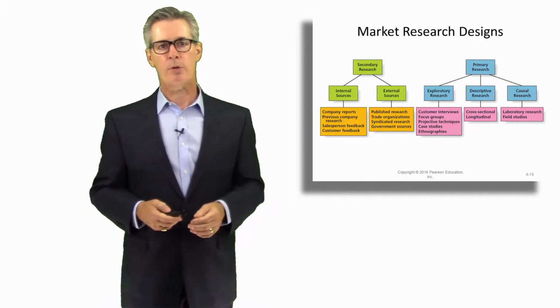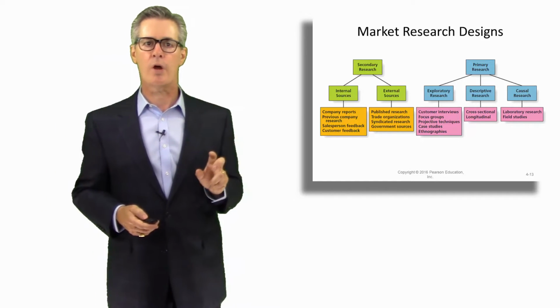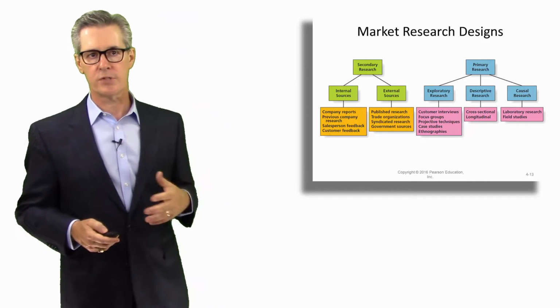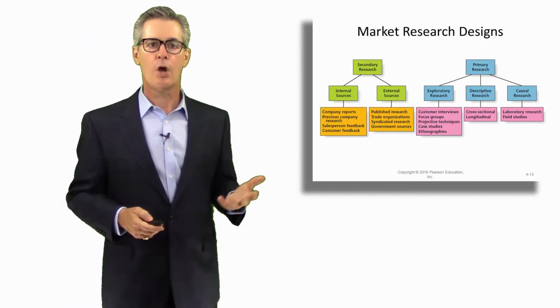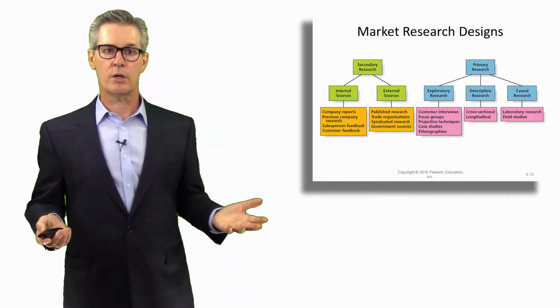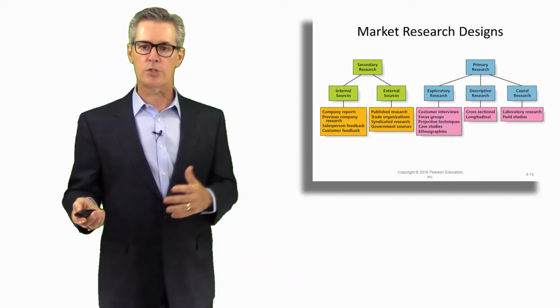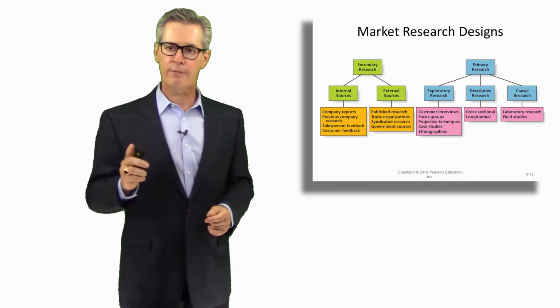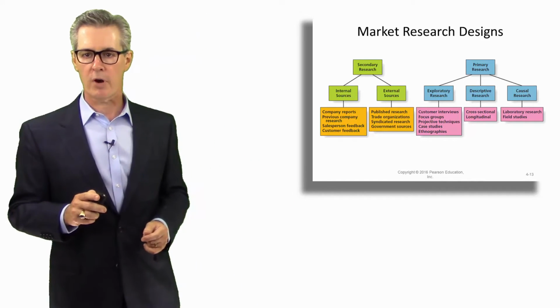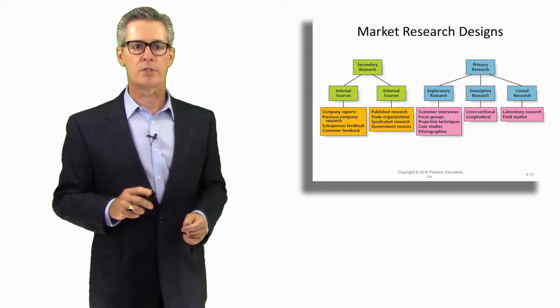Now, the second step of the research process involves determining the research design. Here is where we decide first if secondary is going to be sufficient or if we need to do primary research. If we're going to use secondary research, then what are going to be the sources that we're going to use, internal or external? If, on the other hand, we decide we need to do primary research, then we need to decide what kind that we want to do.